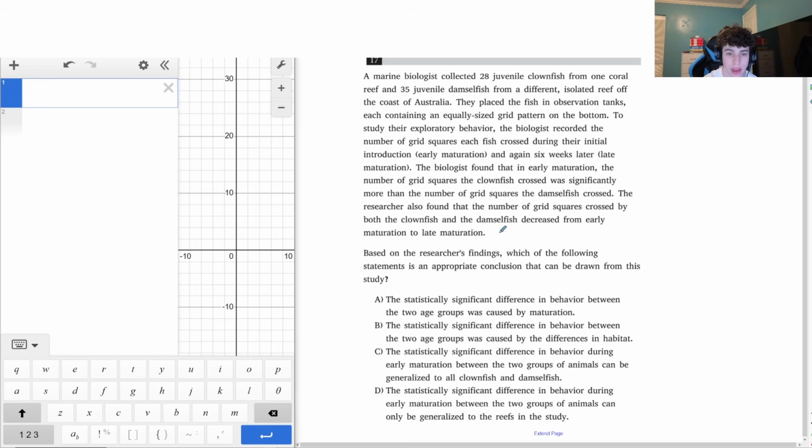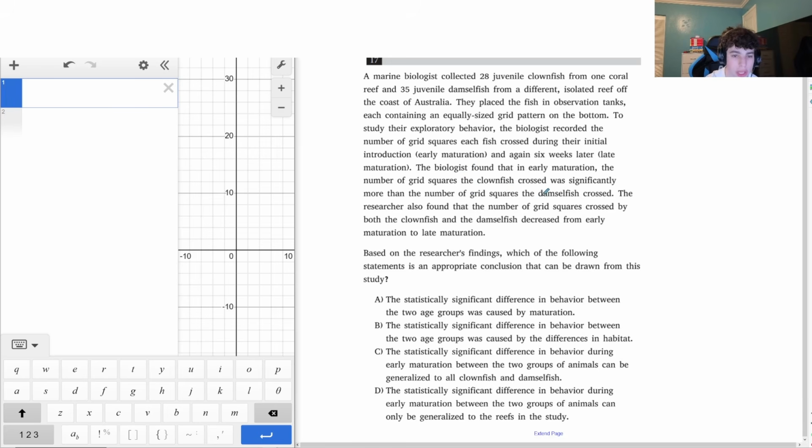The biologist found that in early maturation, the number of grid squares the clownfish crossed was significantly more than the number of grid squares the damselfish crossed. The researcher also found that the number of grid squares crossed by both the clownfish and the damselfish decreased from early maturation to late maturation.